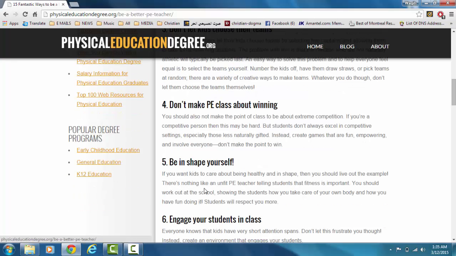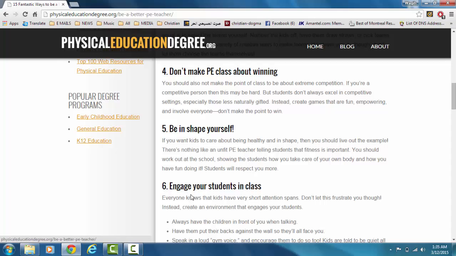They have to be about participating and having fun. The fifth point says that you have to be in shape yourself. That way you could be a good role model for the students. The sixth point says that you have to engage your students in class. Everyone has to play. You don't want to have someone sitting on the bench or sitting in a corner. Everyone has to be participating.